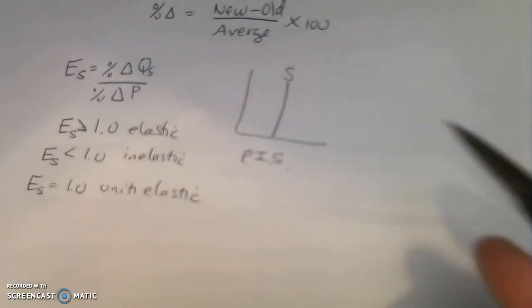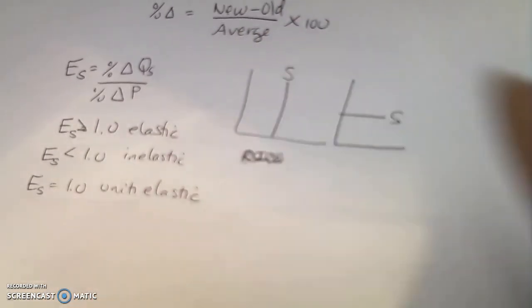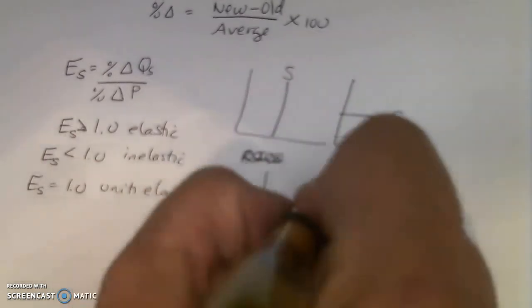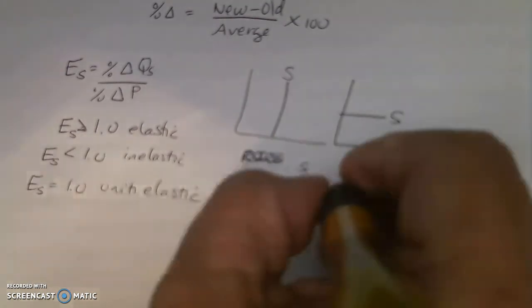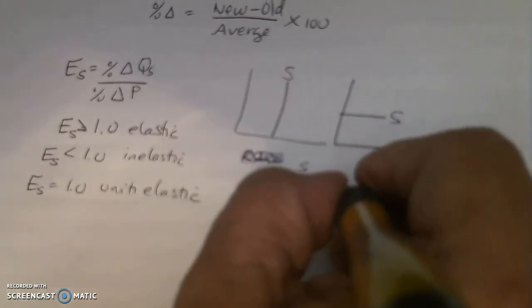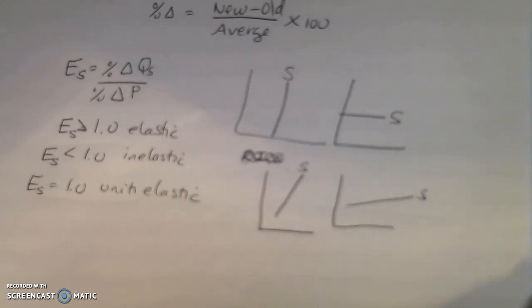Perfectly inelastic supply. I shouldn't have put perfectly inelastic. This would be a perfectly elastic supply curve. Remember, supply curve is going to be upward sloping. That's pretty steep, so that's going to be inelastic. And then the flatter the curve is, the more elastic that curve is going to be.